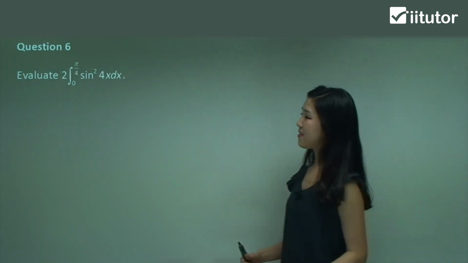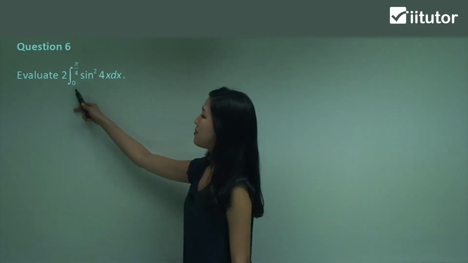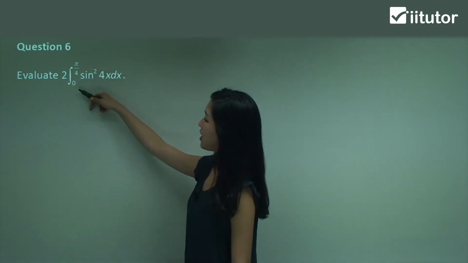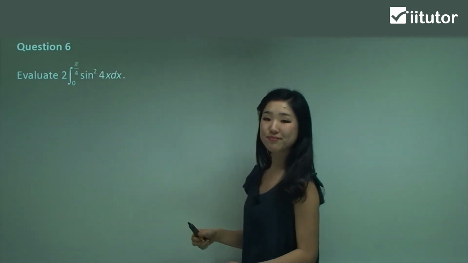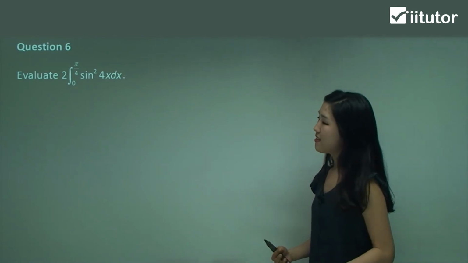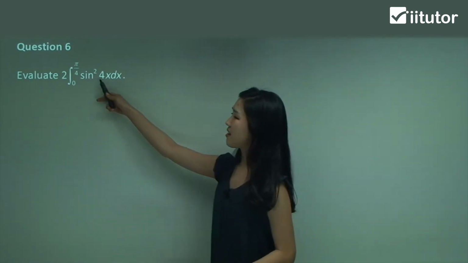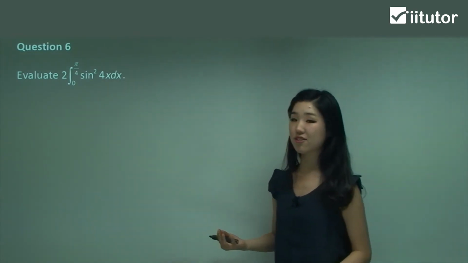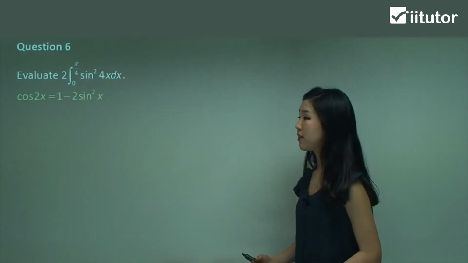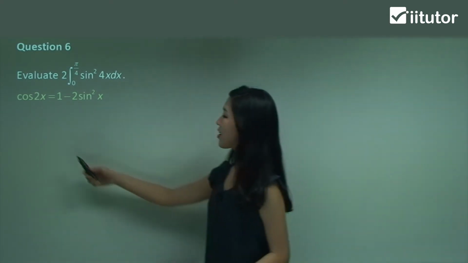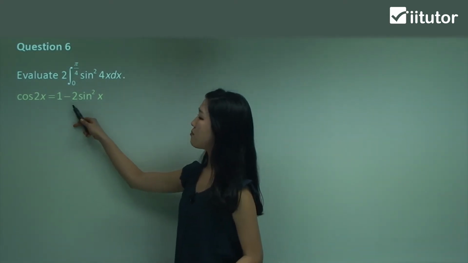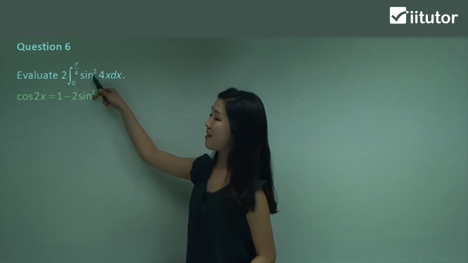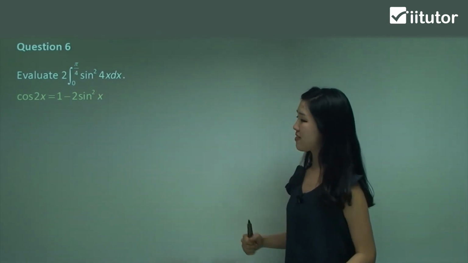So question 6 says evaluate 2 times the integral of sine 4x squared dx, and it gives us a boundary here between 0 and pi on 4. So let's integrate this, but first, can you see that we've got a square here? Got a power of 2, so we cannot integrate it straight away. So what I'll do is use my double angle identity that cos 2x equals 1 minus 2 sine x squared. I'm going to use this one because this one is sine squared. So I've chosen that one.